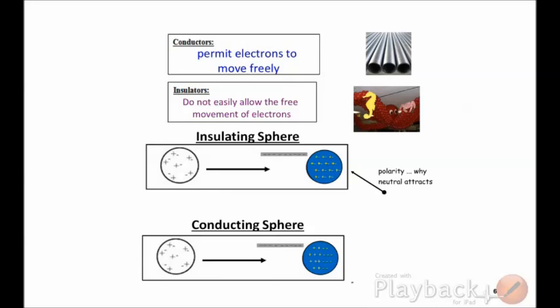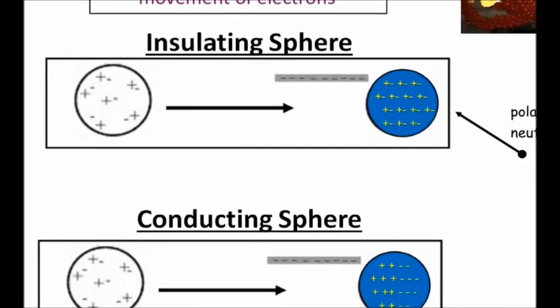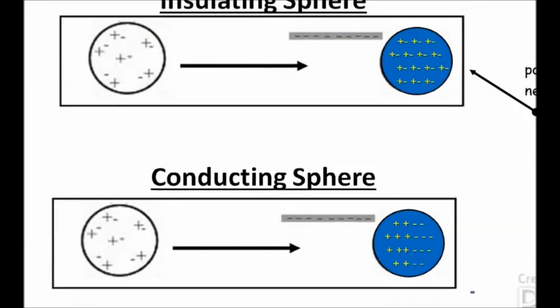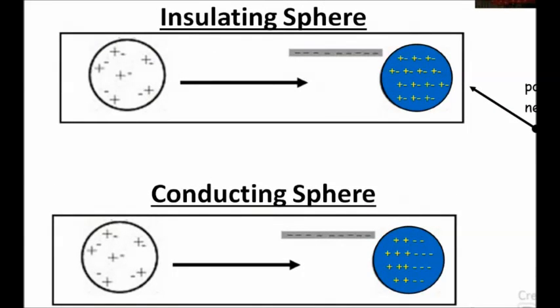Alright, so taking into account this slide and the one where opposites attract and likes repel, let's look at this. If I have an insulating sphere and I bring a negatively charged rod nearby, all the electrons are going to be repelled. Protons will be attracted.